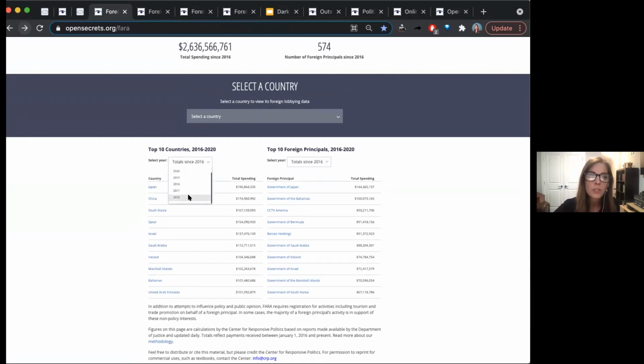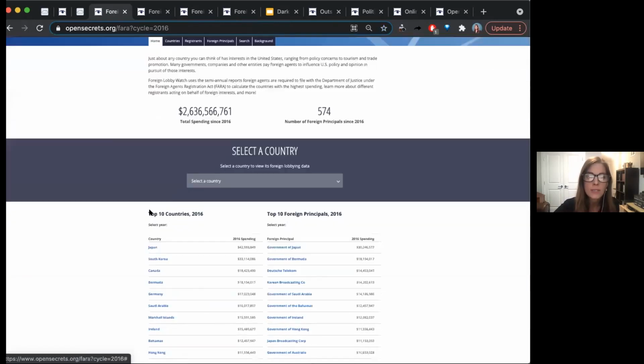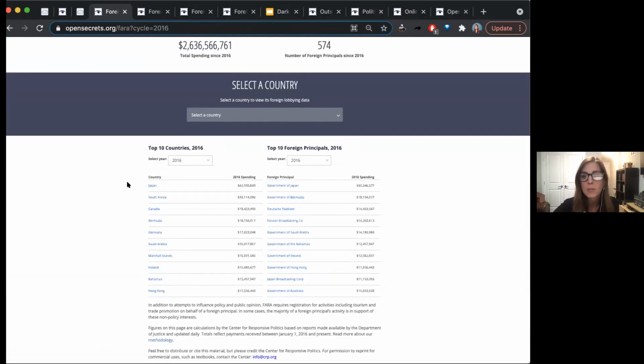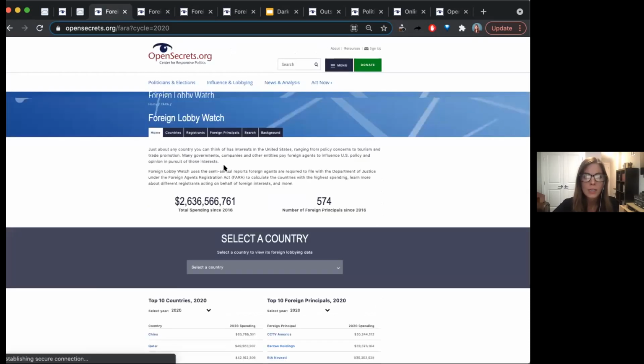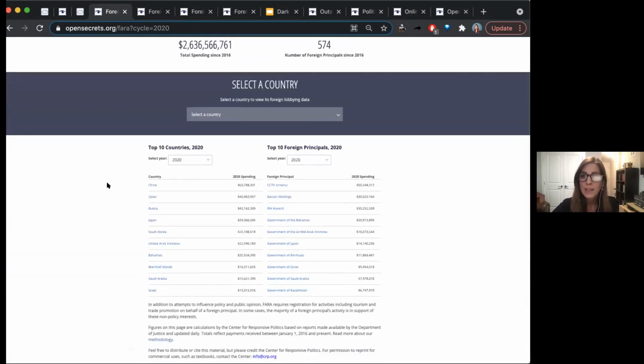It's really interesting to look at how different the spending is going back to 2016, how much smaller the amounts are, how different some of the countries on the list are versus 2020 or even over time. That's something that's always really interesting to watch shift. Among the foreign principals, at least for the last year, CCTV was the top for China, which is a recently registered foreign principal. That's something that's easy to track through this.